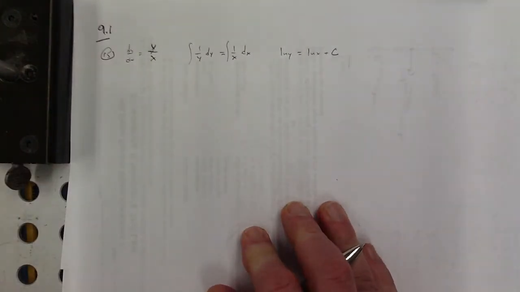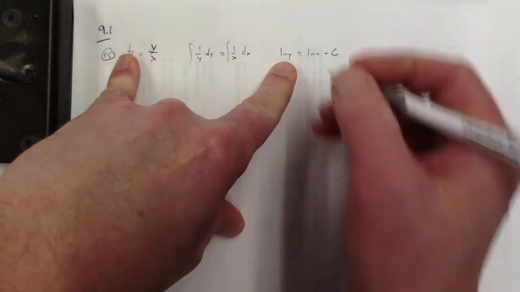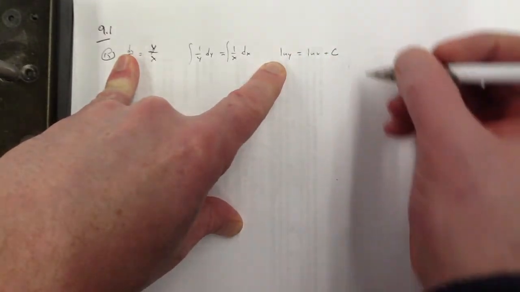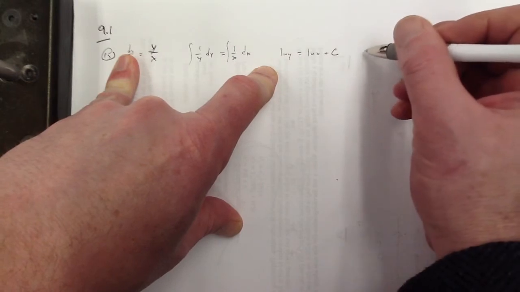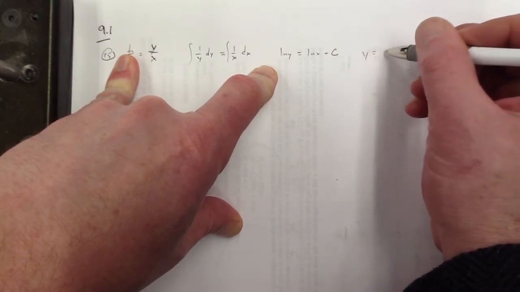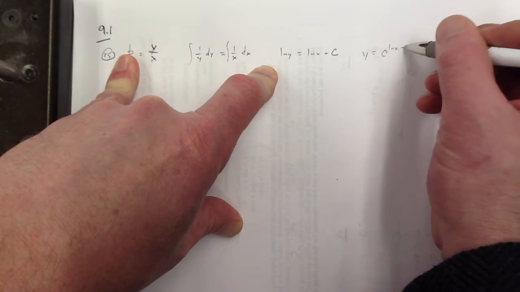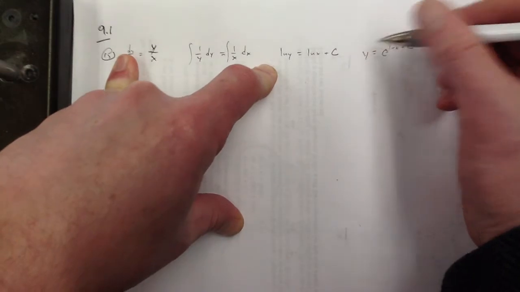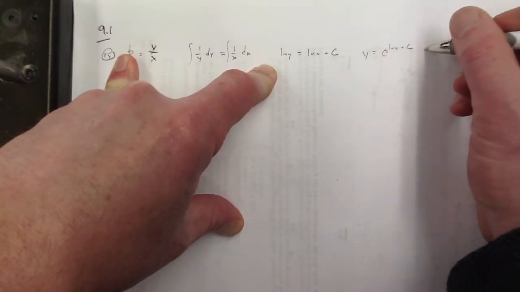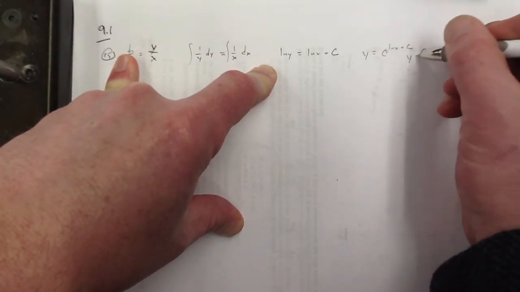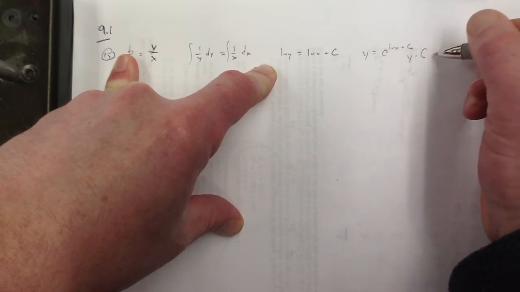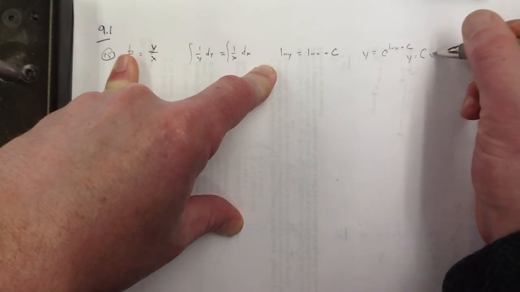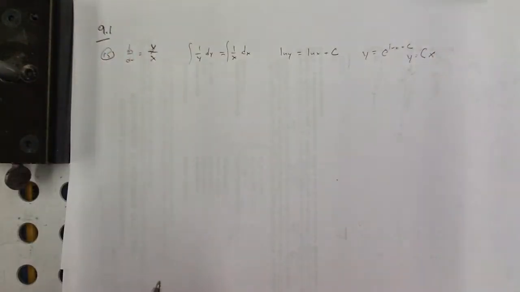If you want to solve this for y, then you have to exponentiate. That means you do e to the this and e to the that. So e to the natural log y, of course, is y. And then e to the natural log x plus c, the c can come down to the front. That's y equals c, and then e to the natural log x is just x.